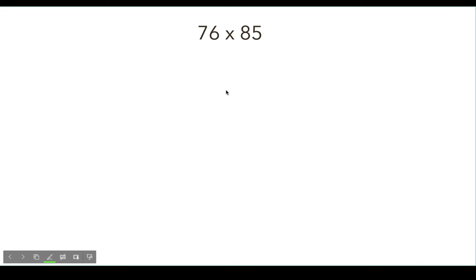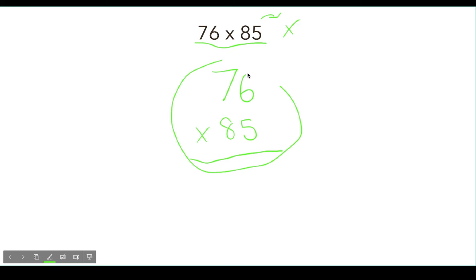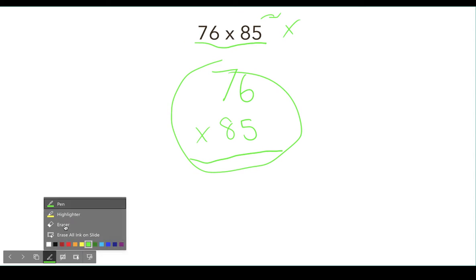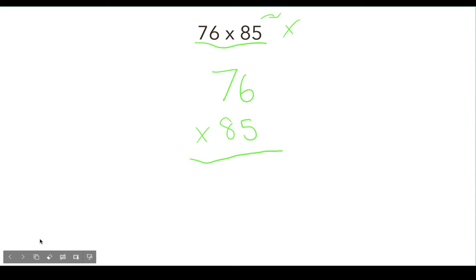Okay. So let's rewrite this. 76 times 85. Never, ever solve like this. Well, maybe once you get really good at it. But for now, we're only going to solve like this. It's the best way, and the other way can cause a lot of mistakes. So make sure you write it out like this. Okay, so let's start solving.